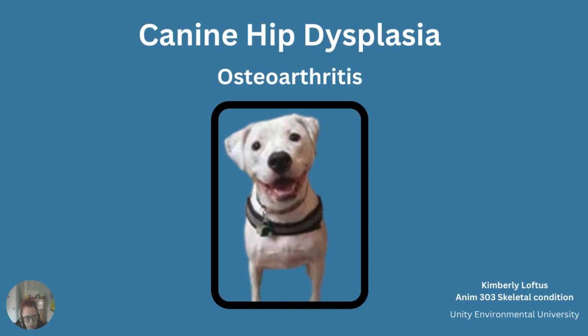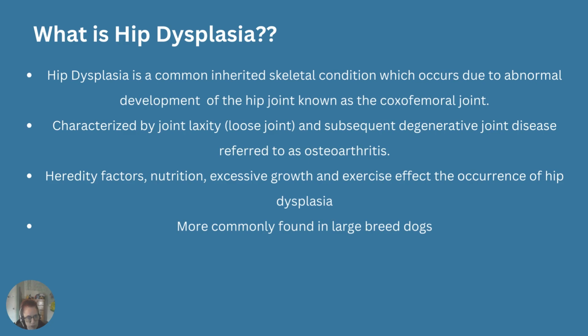I'm here today to speak about canine hip dysplasia. Hip dysplasia is a common inherited skeletal condition which occurs due to abnormal development of the hip joint. The hip joint is also known as the coxofemoral joint, characterized by joint laxity or a loose joint, a subsequent degenerative joint disease referred to as osteoarthritis. Osteo meaning bone, itis meaning inflammation.